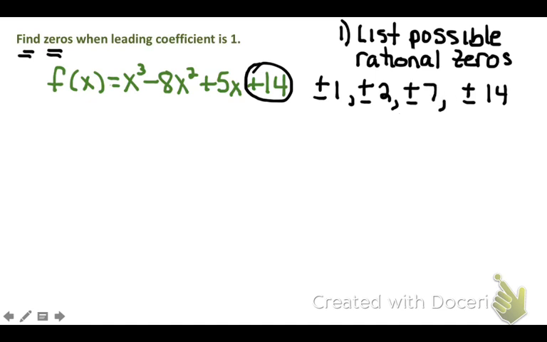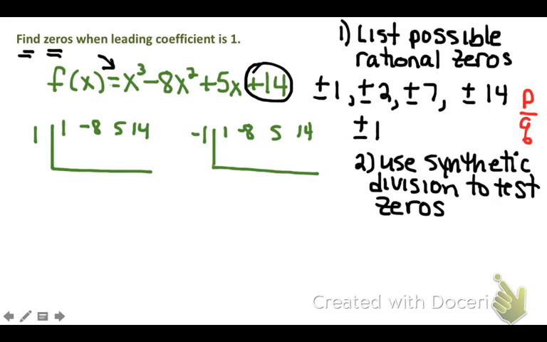Then we take the factors of the leading coefficient, which in this case is 1. The only factor is plus or minus 1. We put them over p over q, and the constants are the p. The leading coefficient is the q, but because we just have a 1, 1 over 1 is 1, 2 over 1 is 2, so our possible answers are plus or minus 1, 2, 7, and 14.